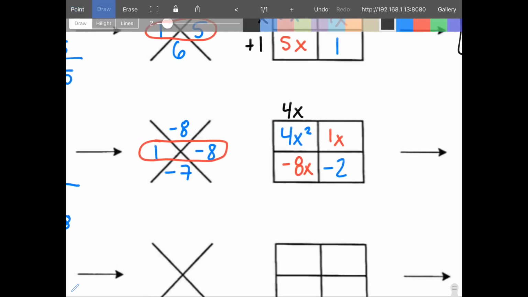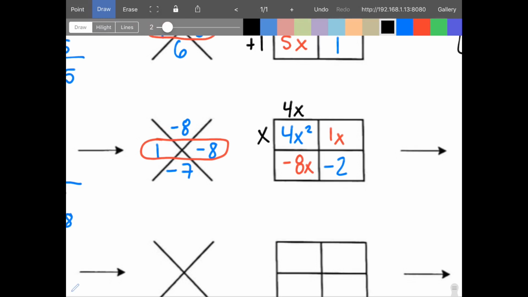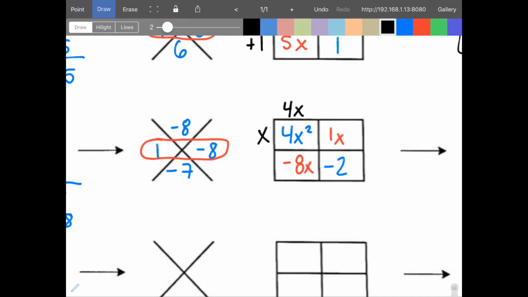If you're not sure, I would always check at the end. We know without even looking that this is going to be an x, because if we took out a 4x here, 4x times x has to equal 4x squared. It has to equal this box. And it actually is an x when we pull out a GCF, because look at these two terms, 4x squared and 1x. The only thing we can pull out from both of these is an x. So you see how that works? We're actually finding the area of each box.